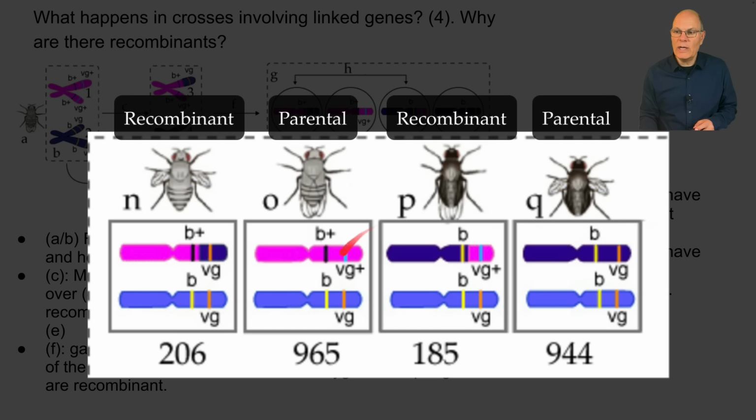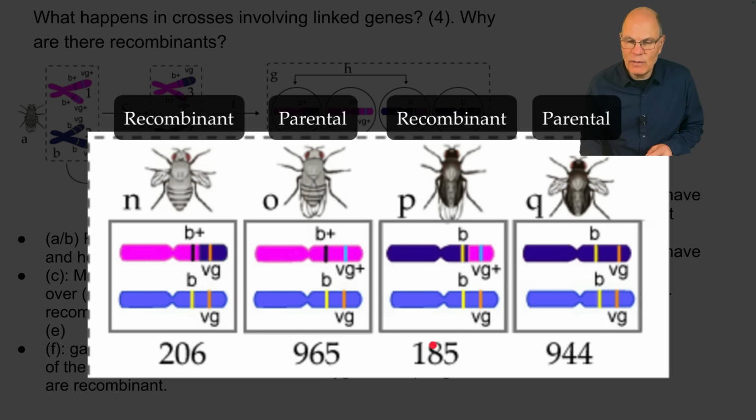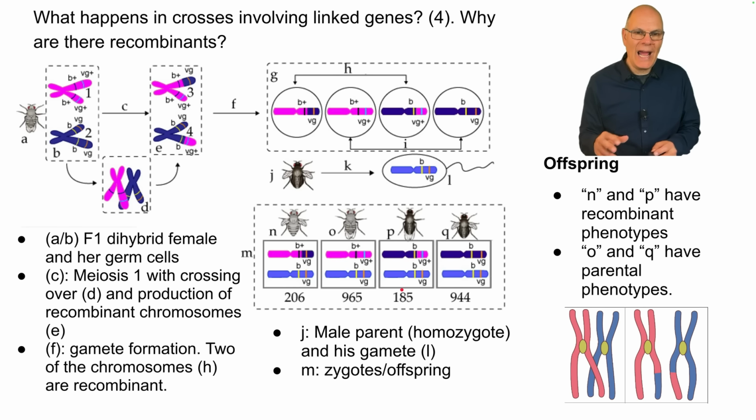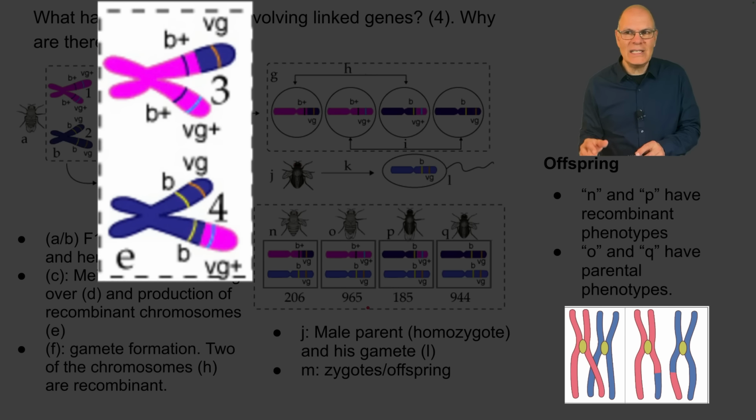Why are there so many more parentals than there are recombinant phenotypes? It's because crossing over happens, but it happens at a rate that's dependent on the distance of these alleles on the chromosome. And so the closer 2 alleles are, the less they'll tend to cross over. And this frequency, which is, I believe, 17%, represents the distance between the B allele and the VG allele on the fruit fly's chromosomes.